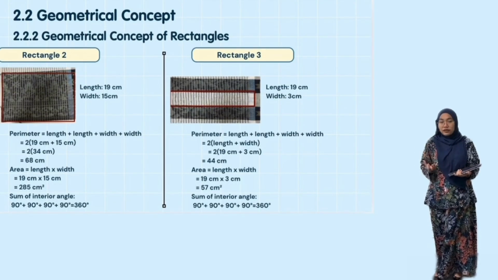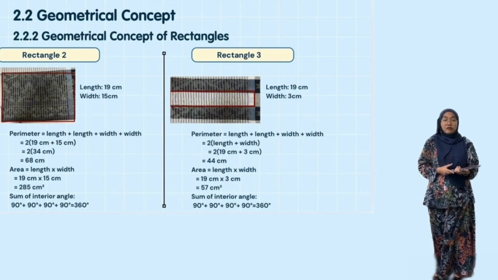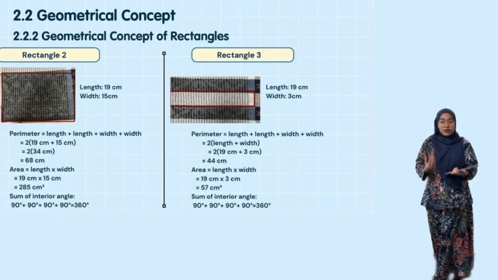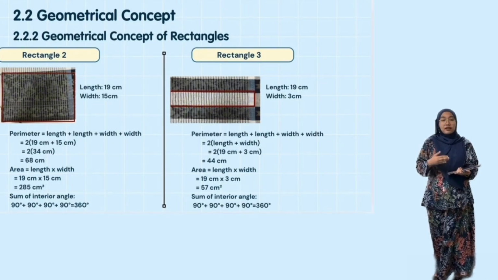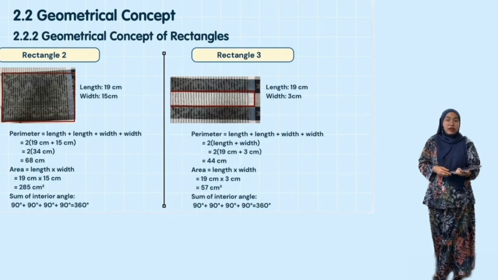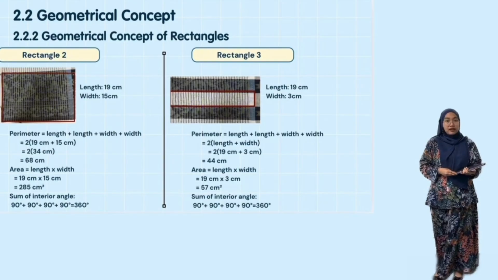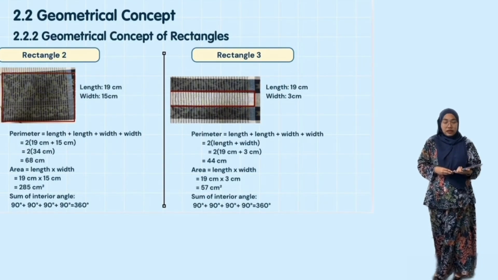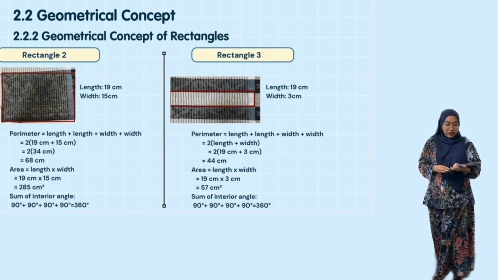Same as the other rectangle and the square, we use the same formula, length plus width. To make it easy to calculate, we just multiply 2 by the length plus the width. So we got the perimeter is 68 centimeters. For the area, we use the same formula, length multiplied by width, which is 19 multiplied by 15, and we got the area is 285 square centimeters. And same as rectangle 1, we total up the angles and we got the sum of interior angles is 360 degrees. For rectangle 3, we have the length 90 centimeters and the width is 3 centimeters.